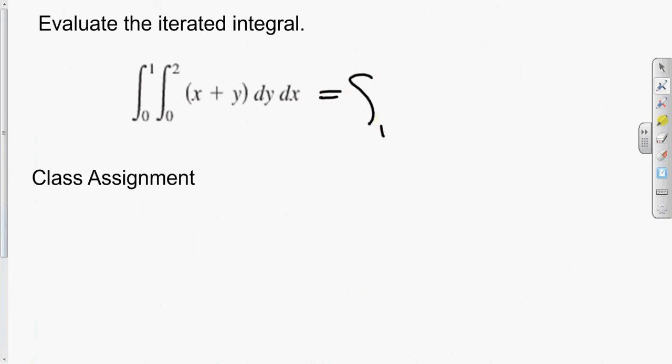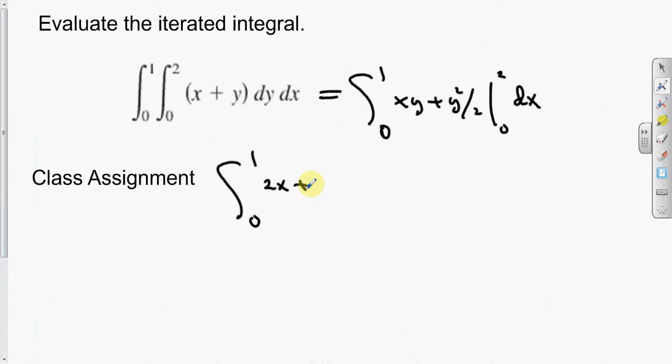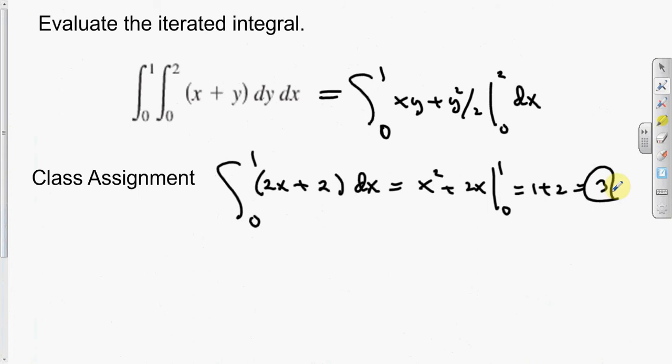So it's integral from 0 to 1. You integrate with respect to y. This is x times y plus y squared over 2, evaluated from 0 to 2, dx. So that becomes the integral from 0 to 1. Replace the y's with 2. So this is 2x plus 4 divided by 2 is 2. Evaluate at 0, you just get 0. Now integrate with respect to x. This is x squared plus 2x, evaluated from 0 to 1. You just get 1 plus 2. You just get 3.